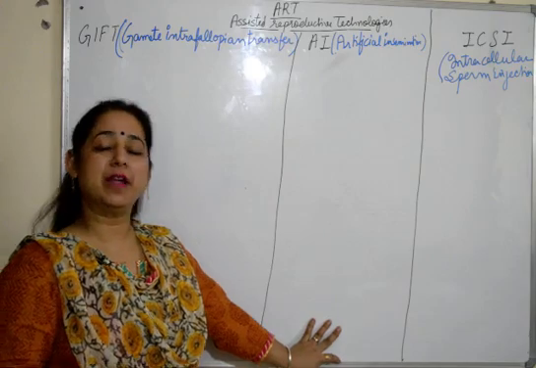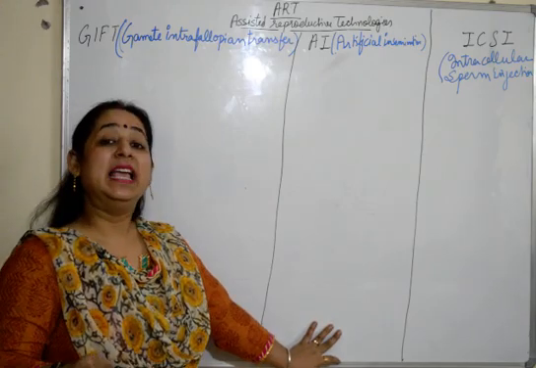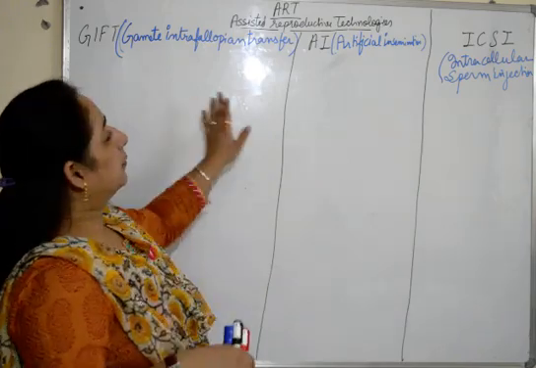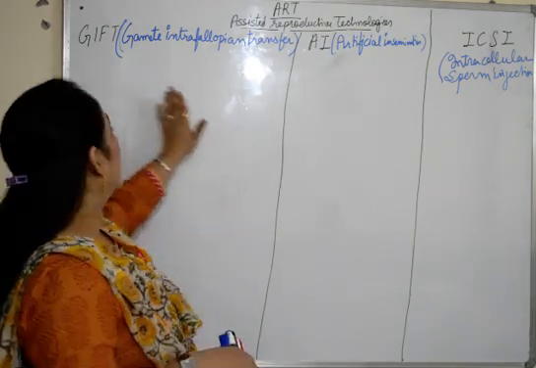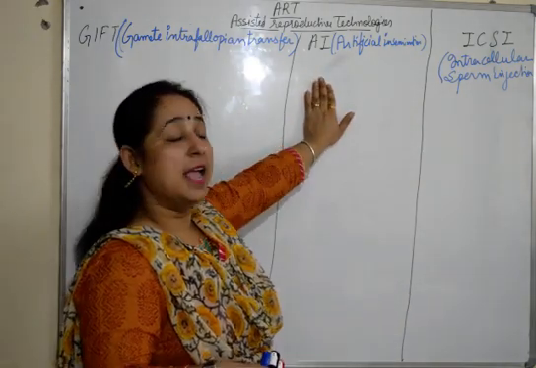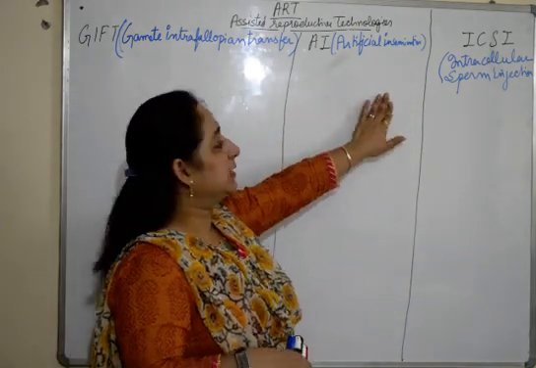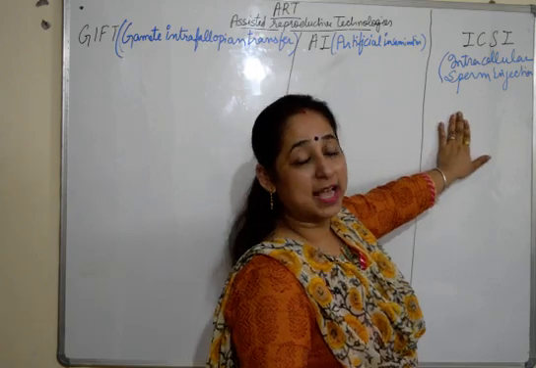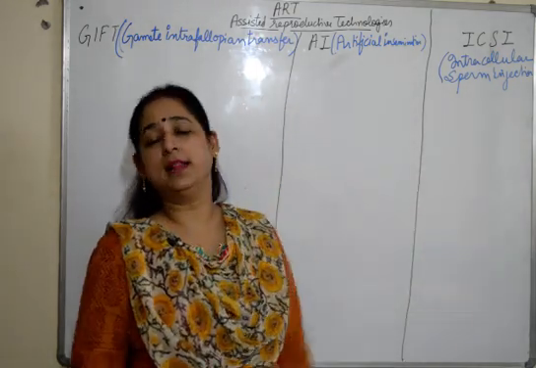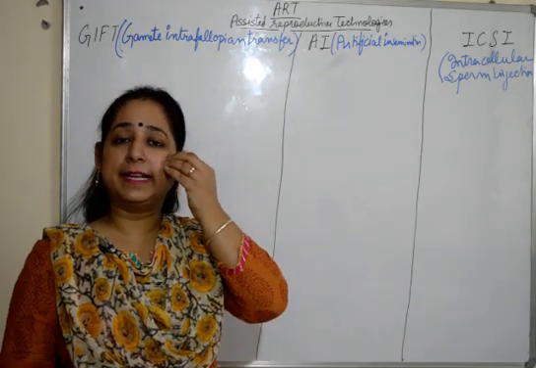In our previous video we discussed test tube babies. In this we are going to talk about the rest of the assisted reproductive technologies which are left, that is GIFT, gamete intrafallopian transfer, AI, artificial insemination, and ICSI, wherein intracellular sperm injections are done. So we'll talk about the techniques one by one.